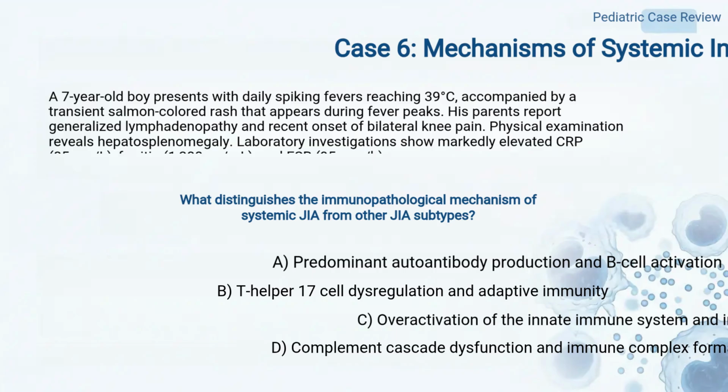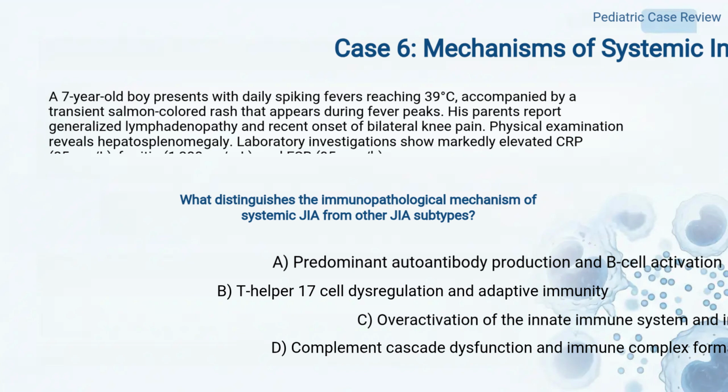Case 6. A 7-year-old boy presents with daily spiking fevers reaching 39 degrees Celsius, accompanied by a transient salmon-colored rash that appears during fever peaks. His parents report generalized lymphadenopathy and recent onset of bilateral knee pain. Physical examination reveals hepatosplenomegaly. Laboratory investigations show markedly elevated C-reactive protein at 85 mg per liter, ferritin at 1,200 nanograms per milliliter, and erythrocyte sedimentation rate at 95 millimeters per hour.